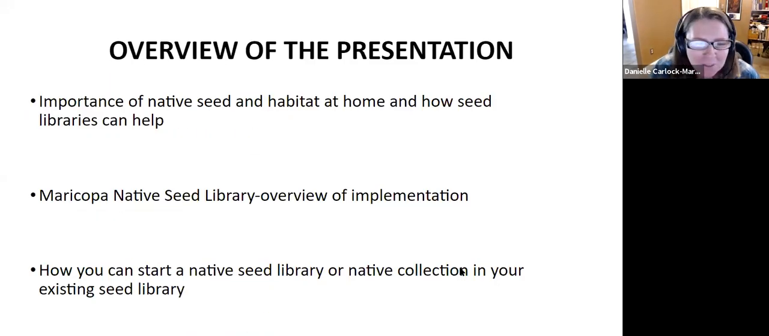I broke down the presentation into 3 parts, and there'll be time for questions after each of the parts. The first part's really introductory, and it's talking about why native seed is important and habitat at home is important, and how seed libraries can be involved in that effort. And then I'll get into how I implemented the Maricopa Native Seed Library. And then the third section will be how you can do something similar, whether it's starting a seed library from scratch or adding native seeds into an existing seed library.